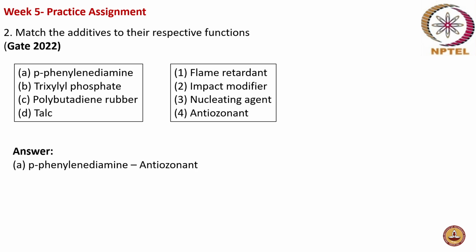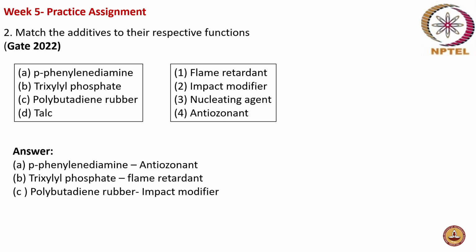So this paraphenylene diamine is again an anti-ozonant. Then triacylyl phosphate: this phosphate kind of compounds you will get in flame retardants. And polybutadiene rubber, as you all said, is an impact modifier. Talc is a nucleating agent. These materials might also have other functions, but in this set, these are the functions of the additives.